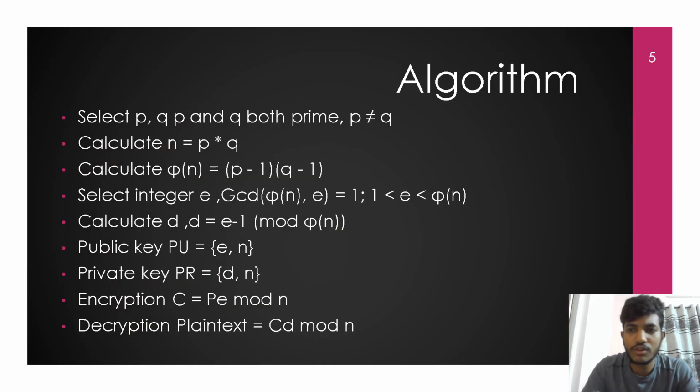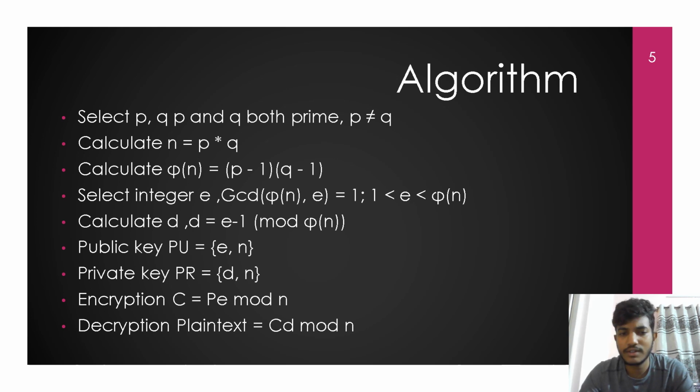This is the algorithm for RSA. Select p and q, both prime numbers, where p should not be equal to q. Calculate n, where n is equal to p times q, and calculate phi of n. To calculate phi of n, we take p and q, subtract 1 from each, and multiply them. Select the integer e such that GCD of phi of n and e is equal to 1, where 1 is less than e and e is less than phi of n.